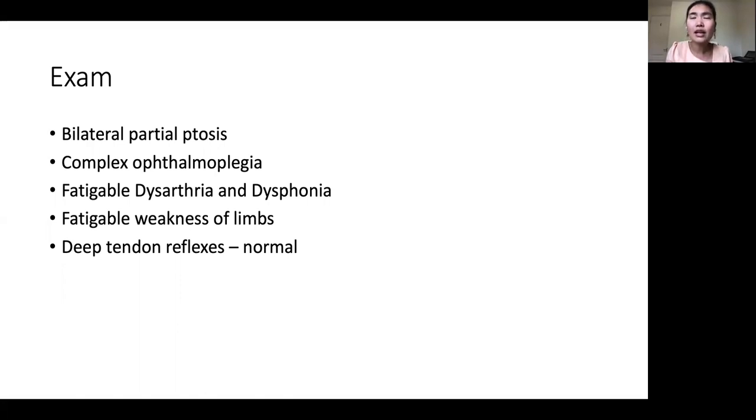And the patient had fatigable dysarthria and dysphonia. We say fatigable, so that means when you start talking to the patient, speech was all right, but at the end of the consultation, at the end of history taking, his speech became slurred. The way to check is you can also ask the patient to count aloud from 1 to, let's say, 30, and then you will notice that his speech became slurred, and the voice becomes softer and softer. For fatigable weakness of limbs, the way we check is you ask the patient to do shoulder abduction and adduction for about 20 times.